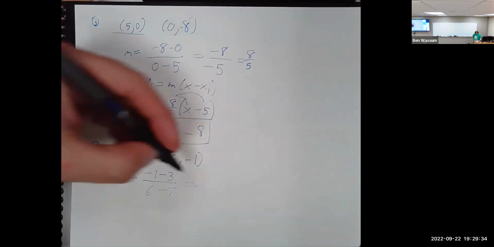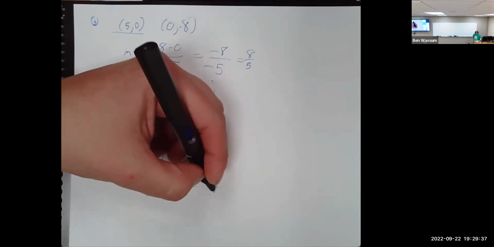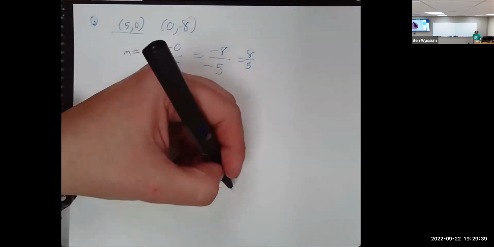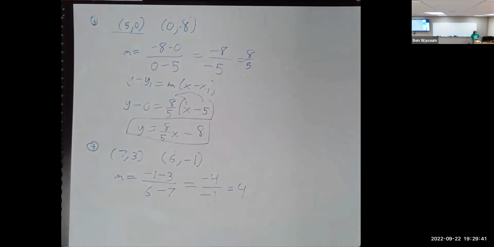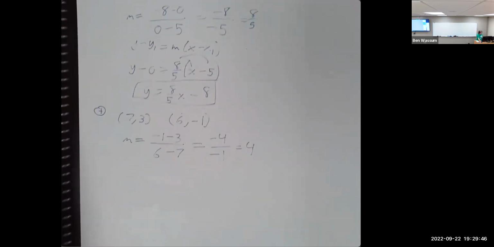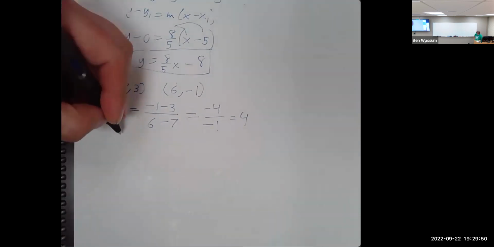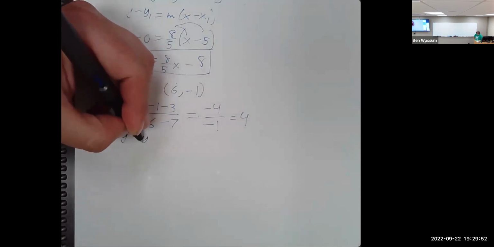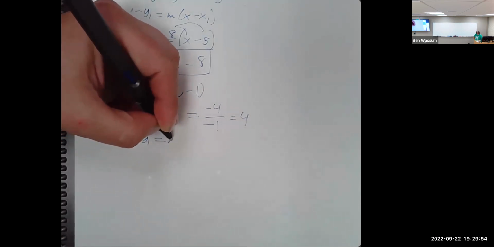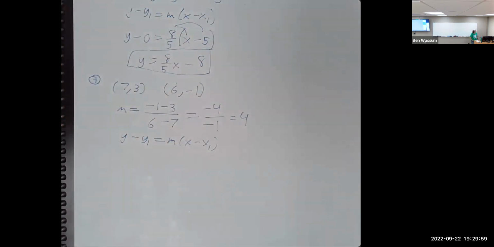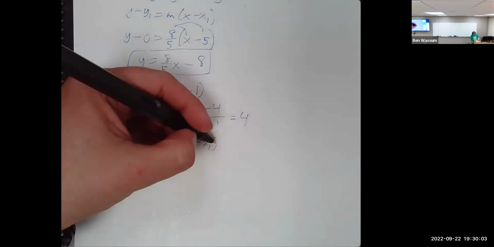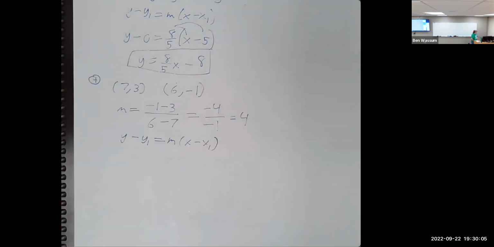We end up with a -4 over -1. Oh, that's great, that's just 4, right? That's just 4. So then we're gonna use that formula again. I'm gonna write it again. Y minus y1 is equal to m times x minus x1. I'm writing it again and I'm saying it again, so hopefully it sticks in your head just a little bit.